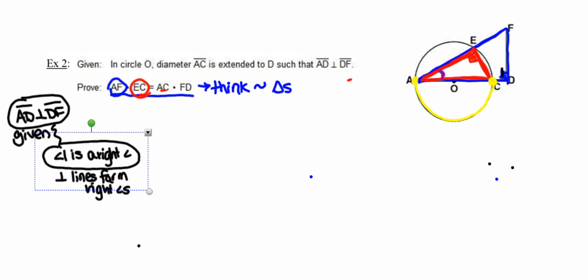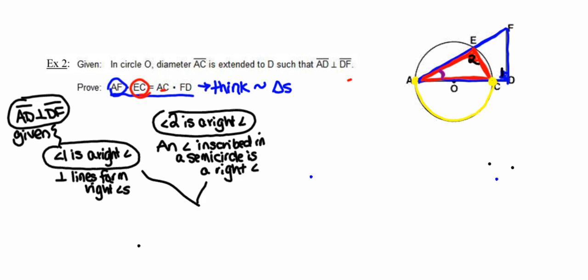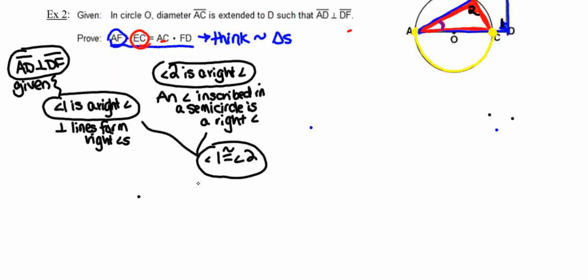The other angle I know that is a right angle is angle 2. And that's because any angle inscribed in a semicircle is a right angle. Now I can go ahead and say angle 1 is congruent to angle 2. We know that all right angles are congruent.